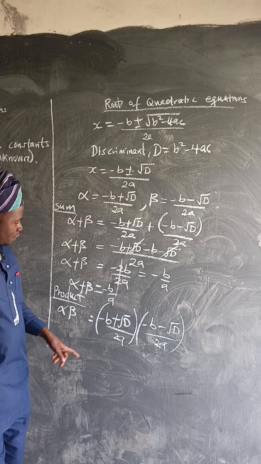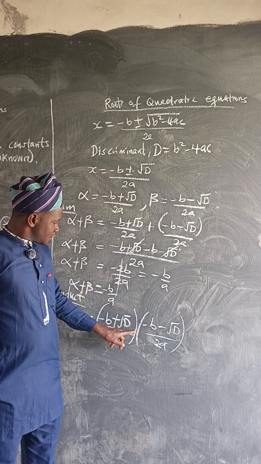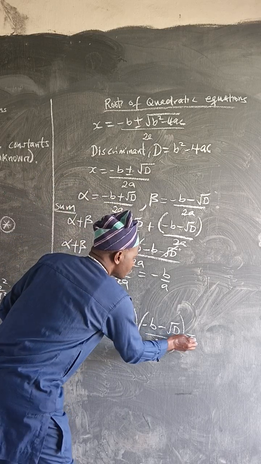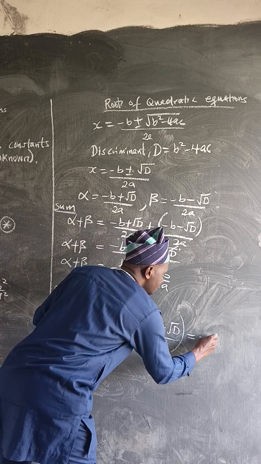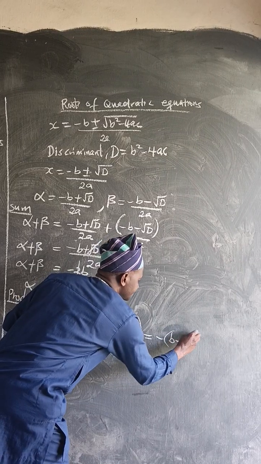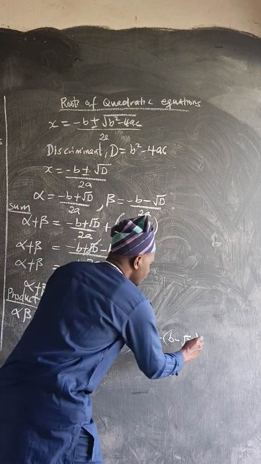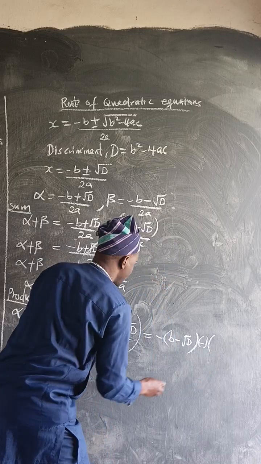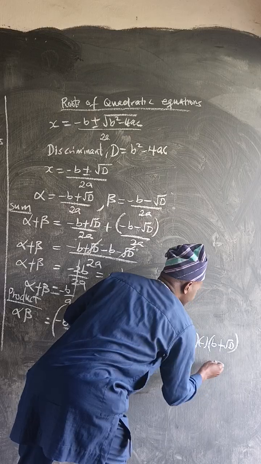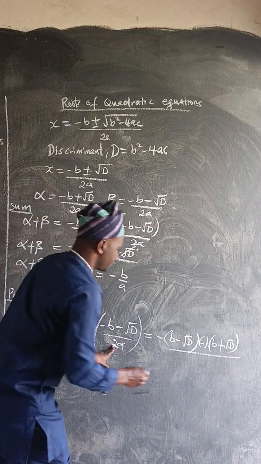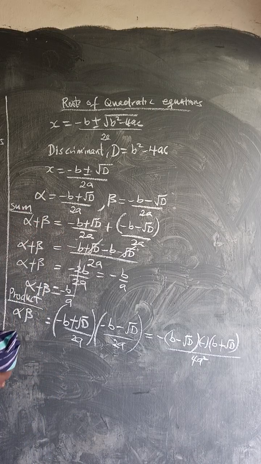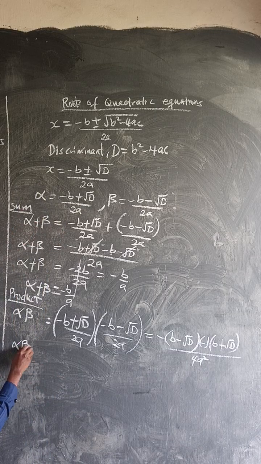Now let's factorize the minus out to save time. When minus is factorized out of the first bracket, the minus b changes to plus b and the plus root D changes to minus root D. Then from the second bracket we also factorize out minus, so b plus root D. Divided by, we multiply 2a and 2a together, giving 4a squared. Now the next step: alpha beta equals.